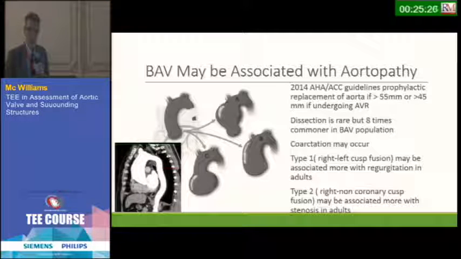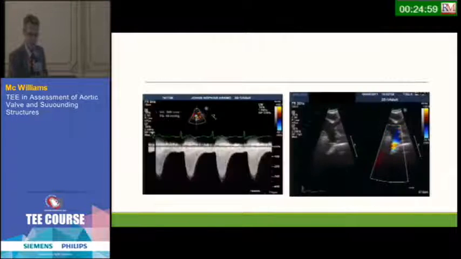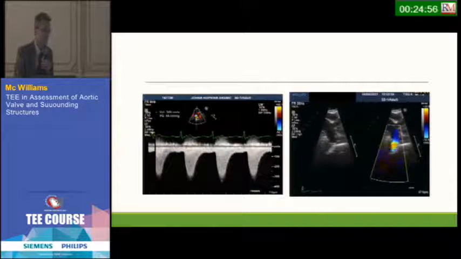Type 1 is where you've got right and left cusp fusion, and there is some evidence that that may be associated more with regurgitation in adults, whereas type 2, which is the right and non-coronary cusp fusion, may be associated more with stenosis. And this was one of my patients who had a bicuspid valve. You can see a very dilated aortic root, and he underwent concomitant aortic valve root replacement at the time of aortic valve replacement. And what's this? Coarctation. Coarctation may occur in some patients with a bicuspid valve.